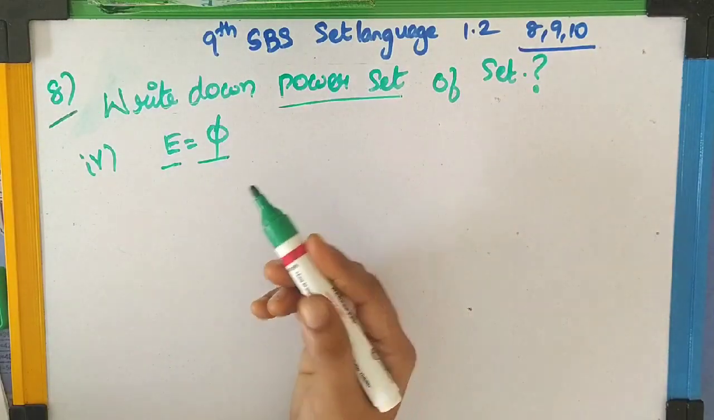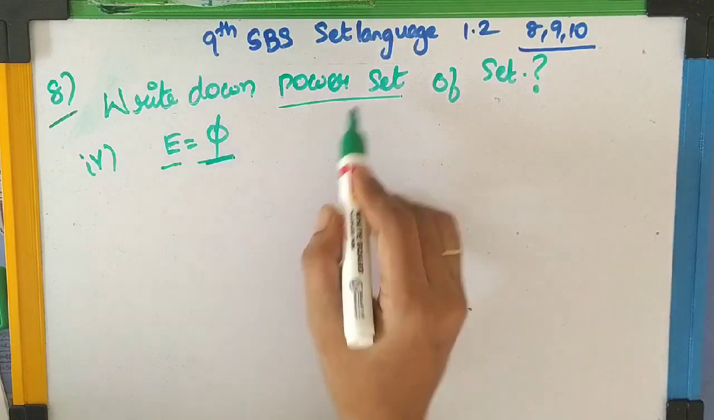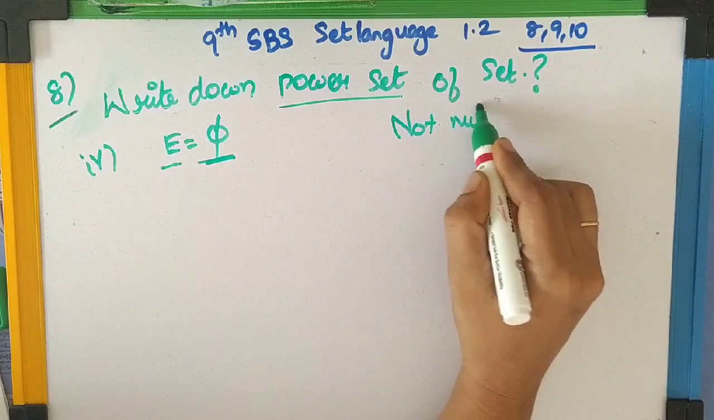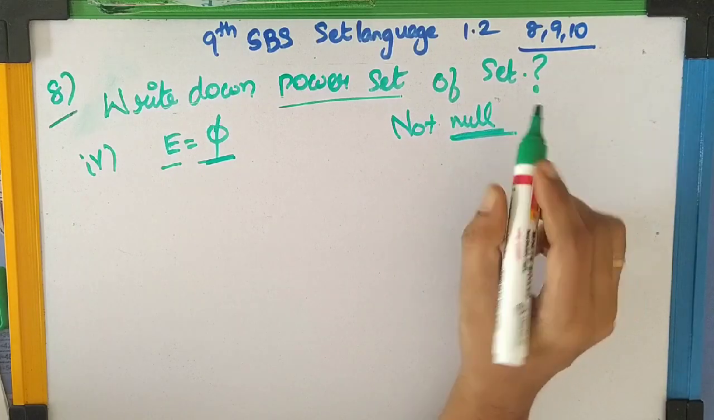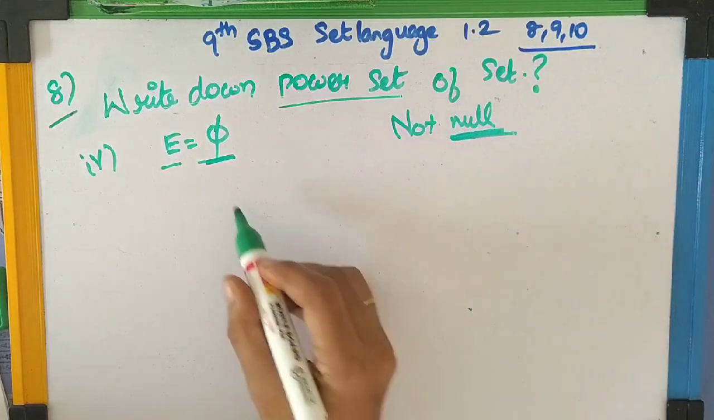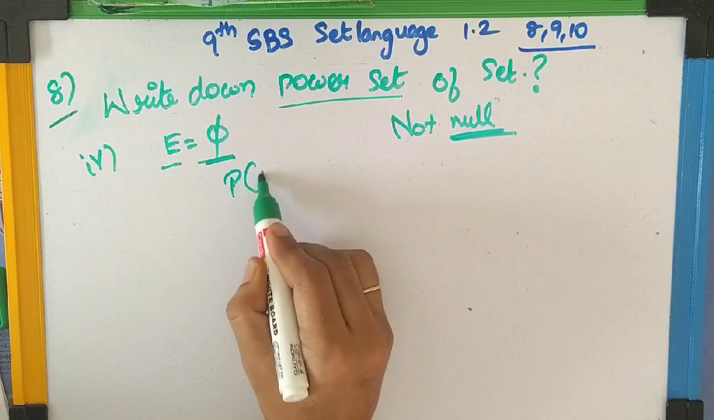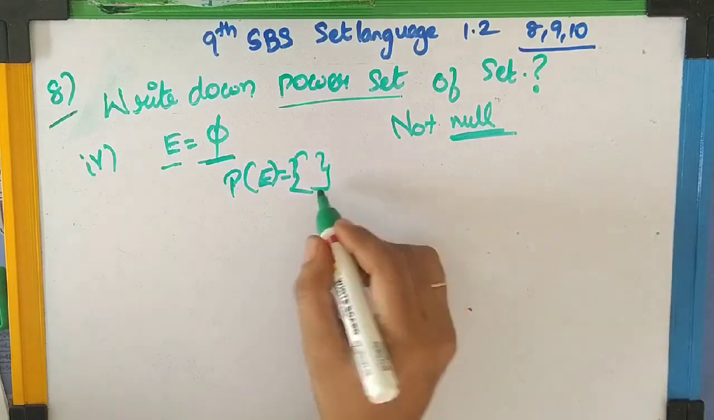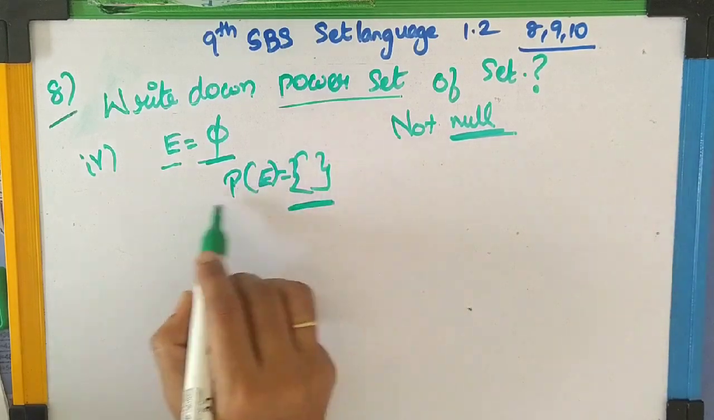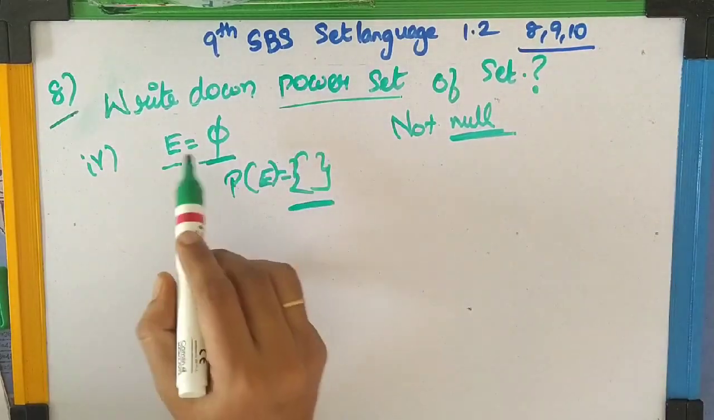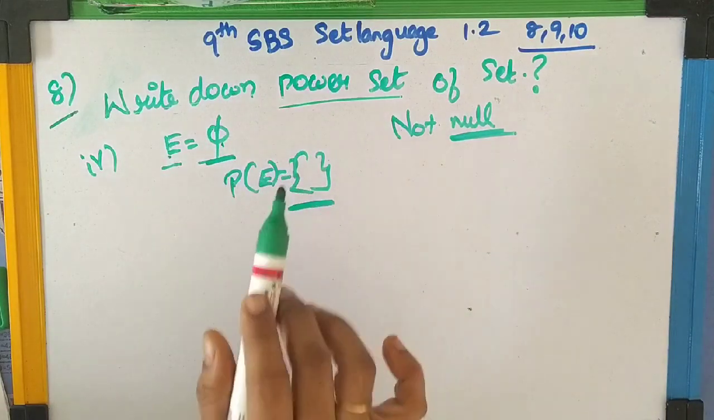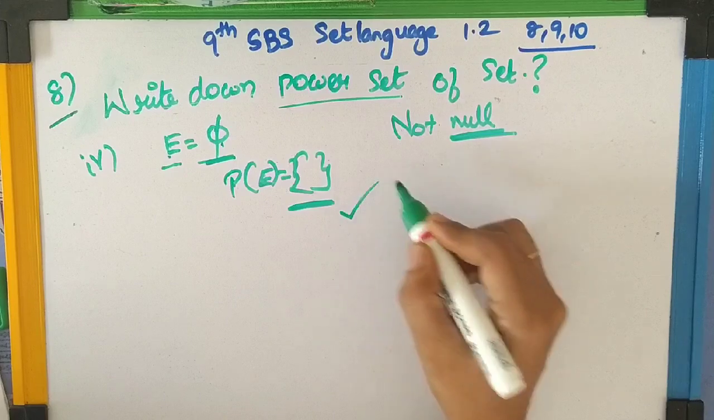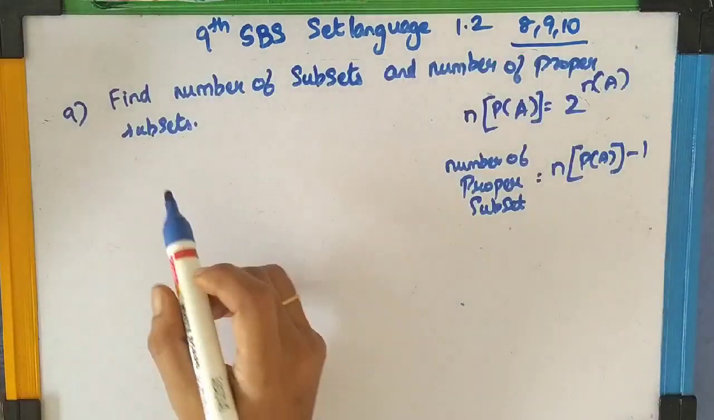Now we should write the subsets for a set E, which is a null set. A set may be a null set, but the power set, the subset, is not null, because for any set, the first subset is an empty set. So the number of subsets of a null set is 1. That is an empty subset, the empty set. Okay? Are you clear? Okay.